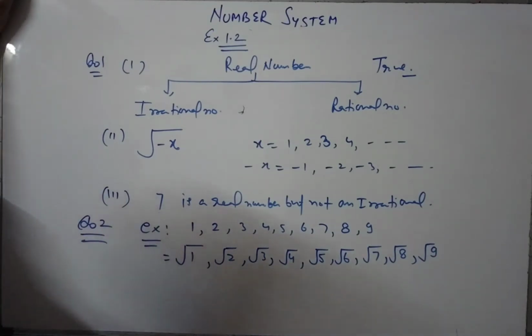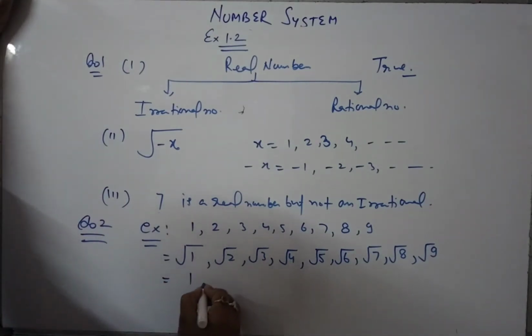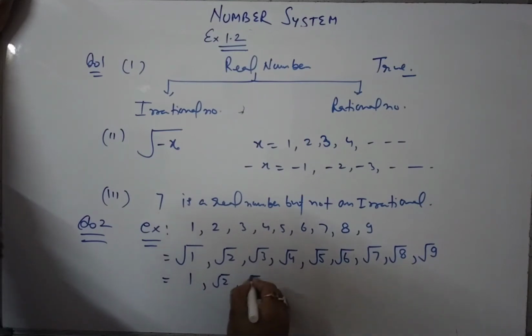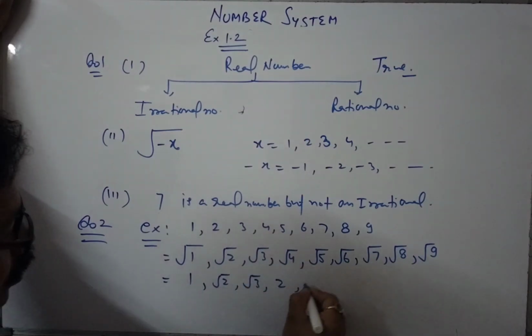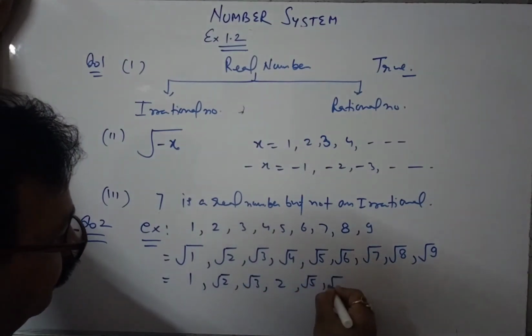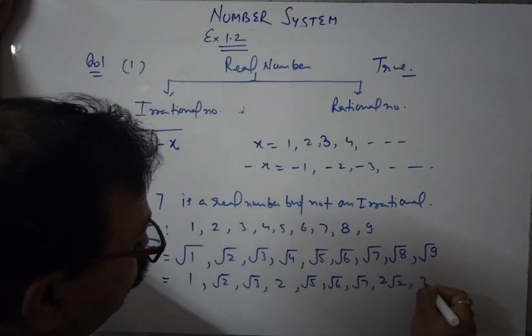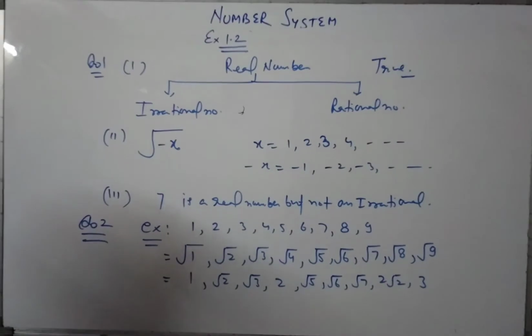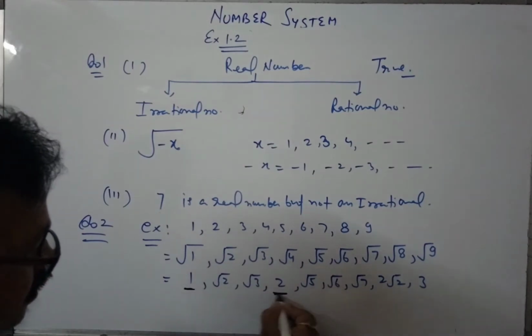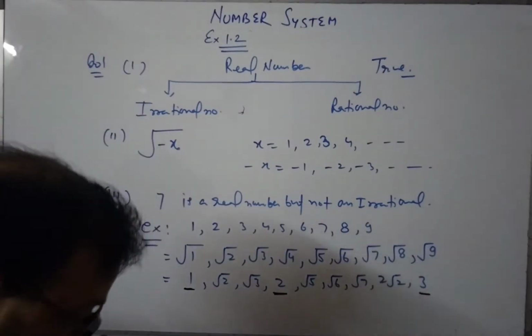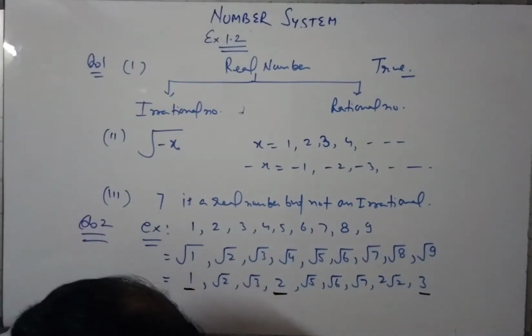Compare them and find out. This is 1, root 2, root 3, 2, root 5, root 6, root 7. This is 2 root 2, this is 3. Only a few numbers are perfect squares, like this number and this number. So can you say that the square roots of all positive integers are irrational?